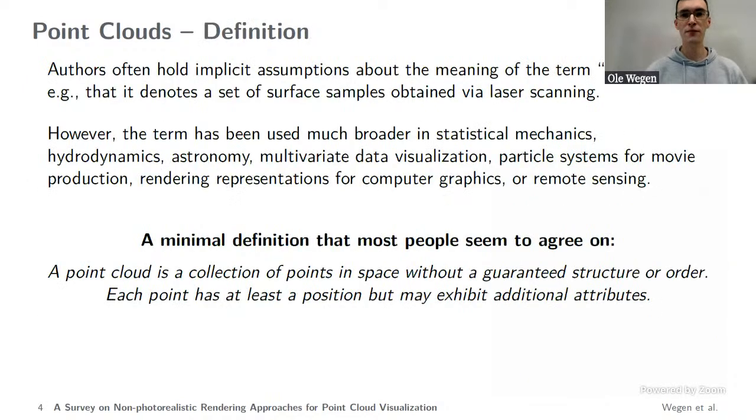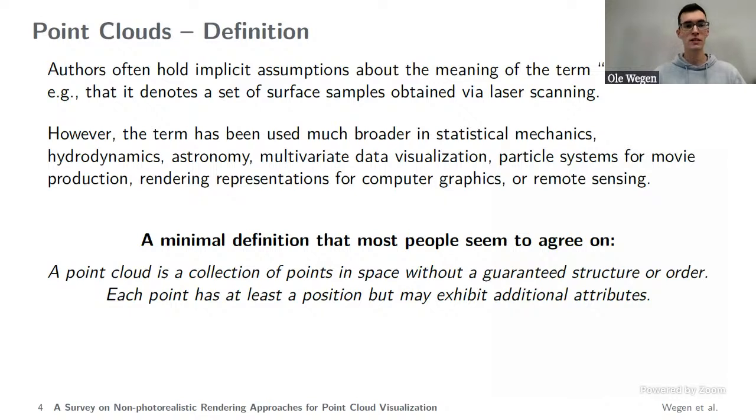Now, how can we really define what a point cloud is? Turns out this is not as trivial as we thought in the beginning, because the term point cloud has been used across many different disciplines throughout the years and with sometimes slightly different meaning. And also the authors who use this term, of course, have implicit assumptions on what this term means, but they do not explicitly communicate these assumptions oftentimes, and also the assumptions are not necessarily valid across all domains where this type of data is being used.